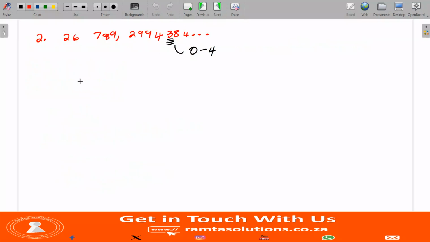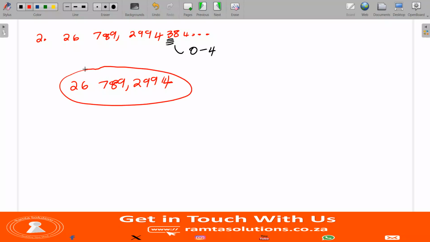So this therefore means we have 26,789 comma 2994. Remember, if the number you're looking at is between 0 and 4, the number before it will remain unchanged. So this is your answer correct to 4 decimal places. Do you guys see that? Perfect.